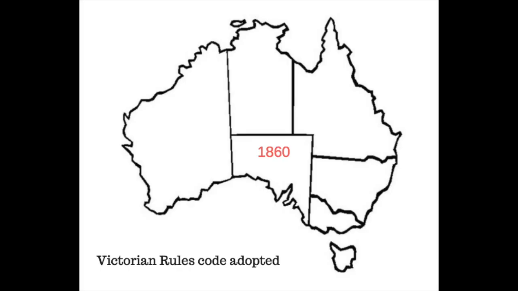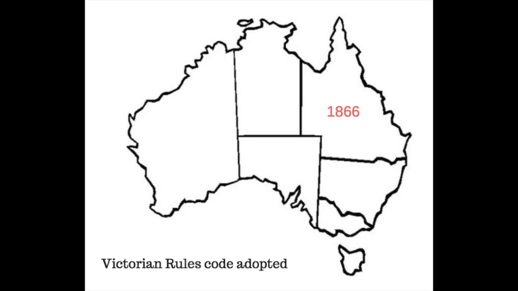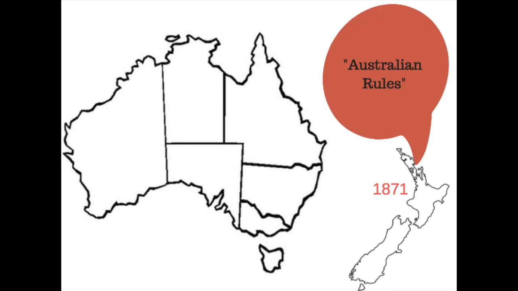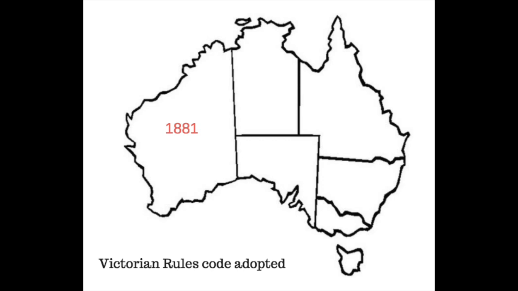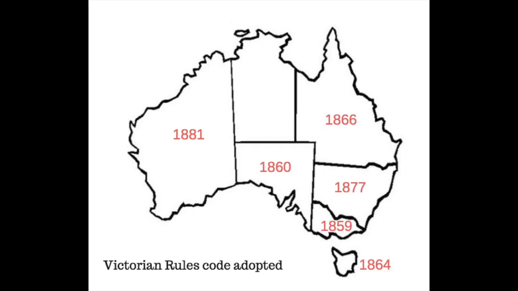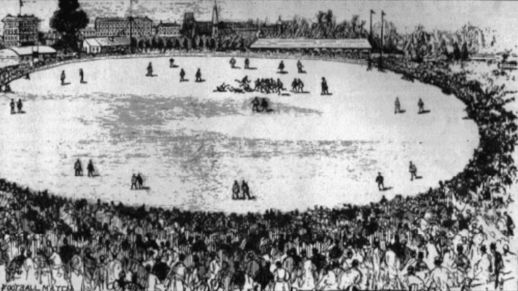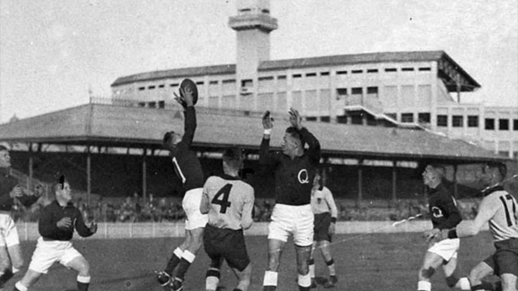Victorian rules football was adopted by South Australia in 1860, Tasmania in 1864 and Queensland in 1866. When New Zealanders started to play the game, it began being referred to as Australian Rules Football. Rugby-loving New South Wales were introduced to the game in 1877 and WA in 1881. In 1879, the first inter-colony match between South Australia and Victoria was a popular spectacle.